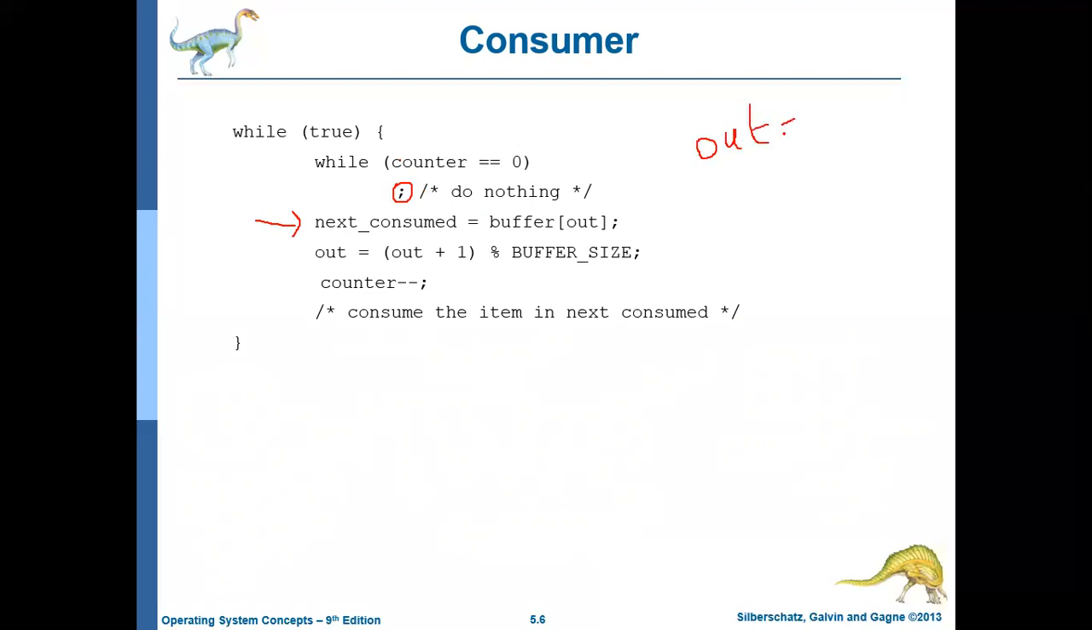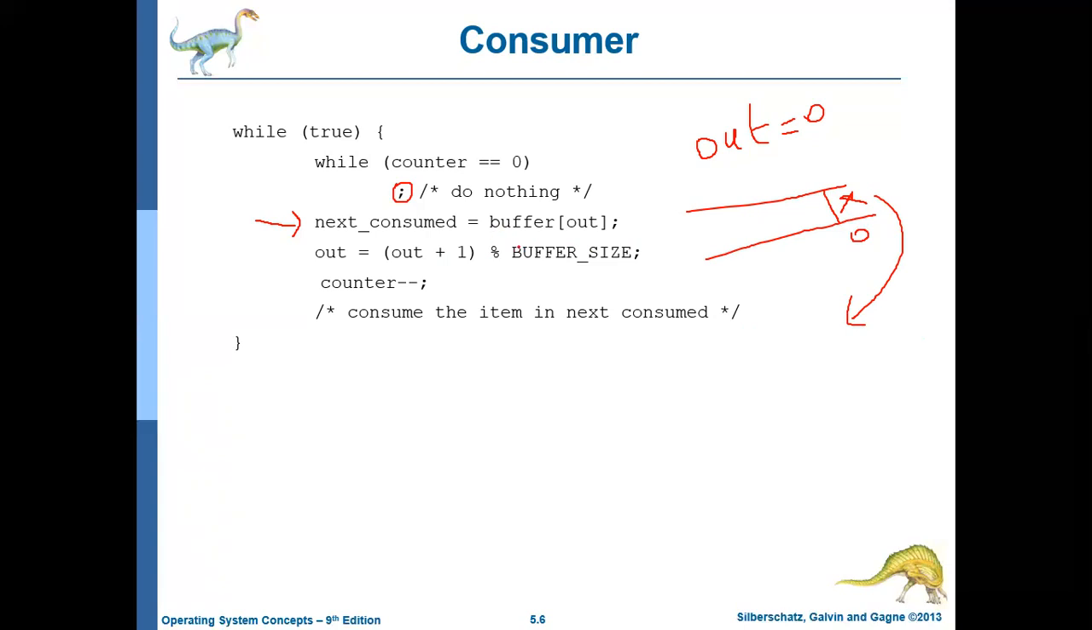Okay. This statement, next consumed is equal to buffer of out, means whatever data item is in the zeroth location in the buffer. This item, that is X, is in the zeroth location. So that is now taken out, and next consumed will be holding that item.